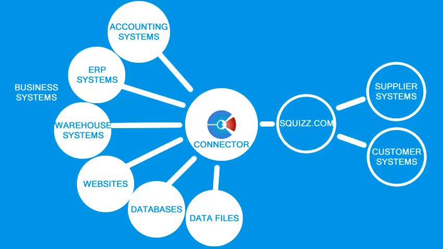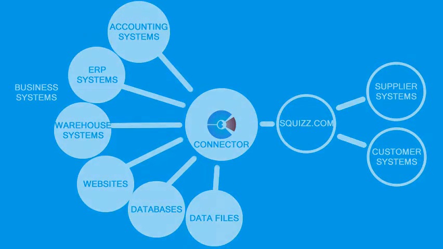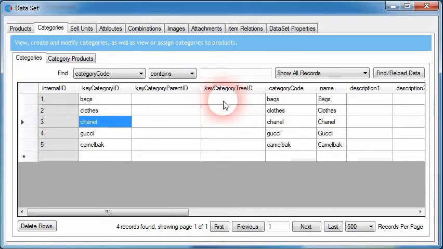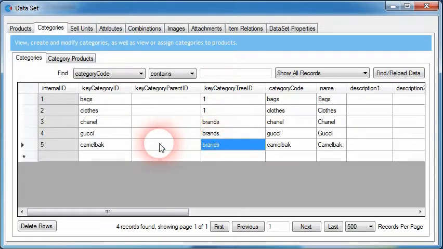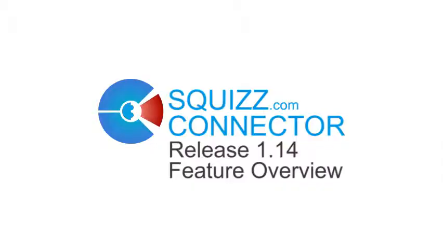Now you understand what the connector can do, let's look at the changes we've made to the connector in the 1.14 release. This release adds improvements to the dataset feature to allow categories to be assigned to category tree IDs. This allows data for multiple category trees to be managed and exported from a dataset. By setting up multiple category trees, it allows businesses to provide multiple ways for users to navigate through categories to find products they are looking for. Watch the 1.10 connector release video if you are unsure what datasets are, and links to it can be found in this YouTube video's long description.